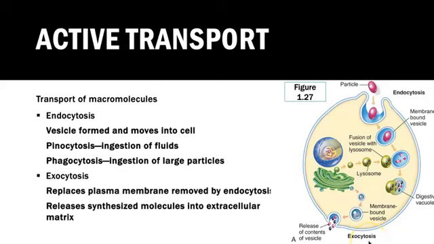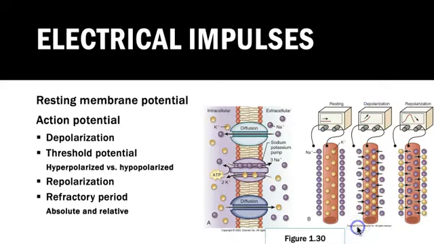With exocytosis, we are going to have the opposite take place. We're going to be secreting macromolecules that are synthesized in the cell and releasing some of those contents outside of the cell through the plasma membrane and into the extracellular matrix. Now, both of these processes are going to require ATP and will often involve the plasma membrane receptors.